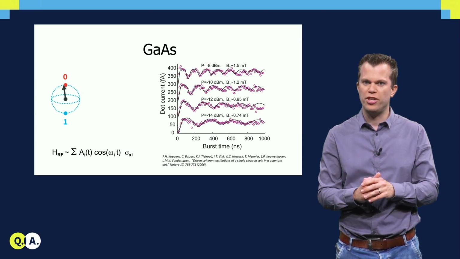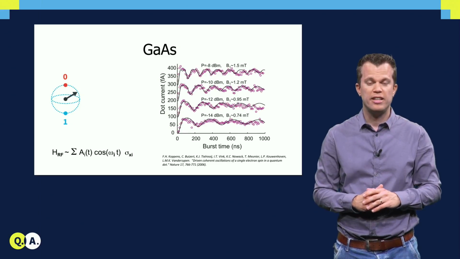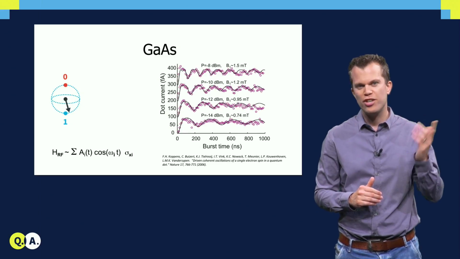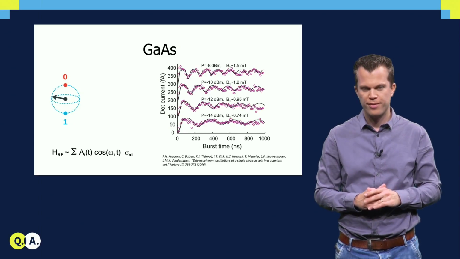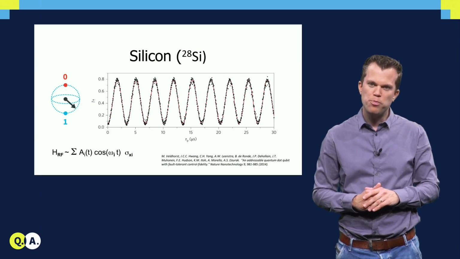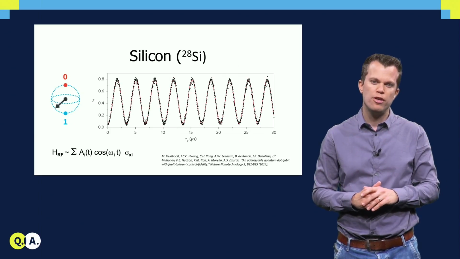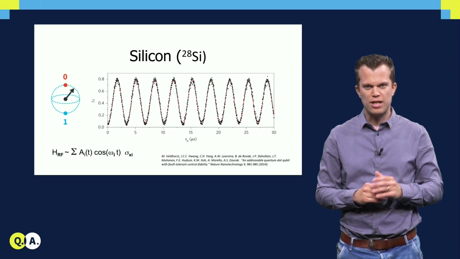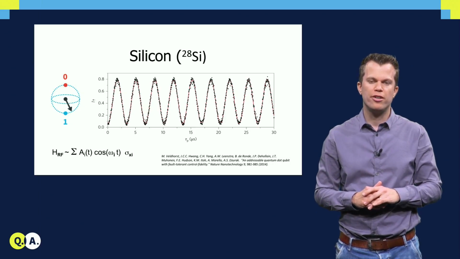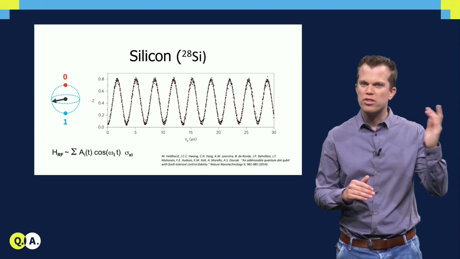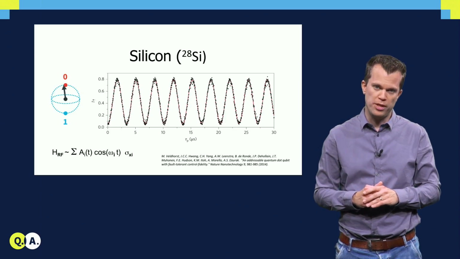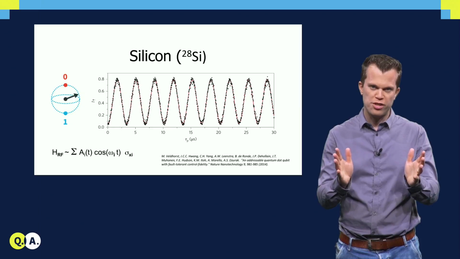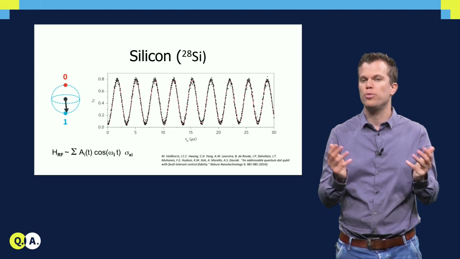This is a major limitation, but fortunately, it can be solved by simply changing the host material. Silicon can be purified to an isotope with zero nuclear spin, silicon-28. As one can see, in this material, one can just simply keep on going with rotating the electron spin. This is, of course, very favorable for qubit operations.